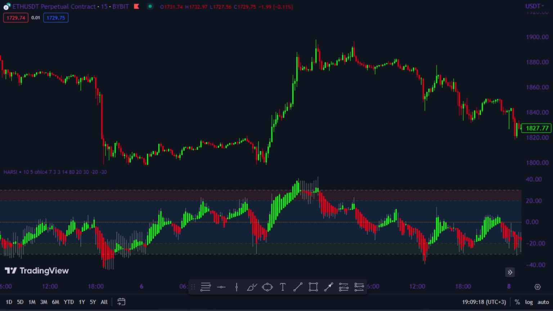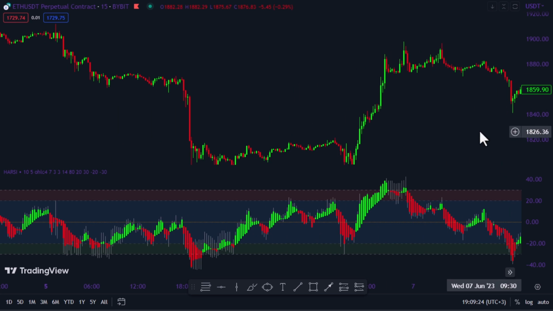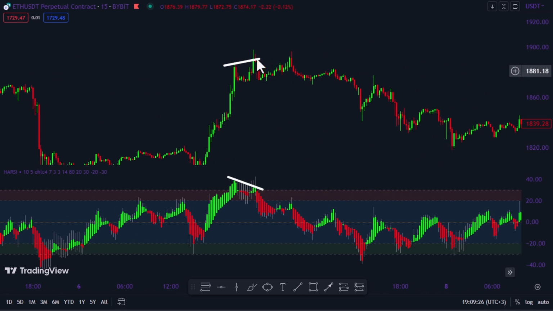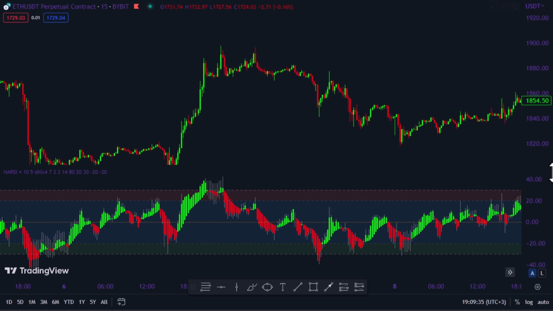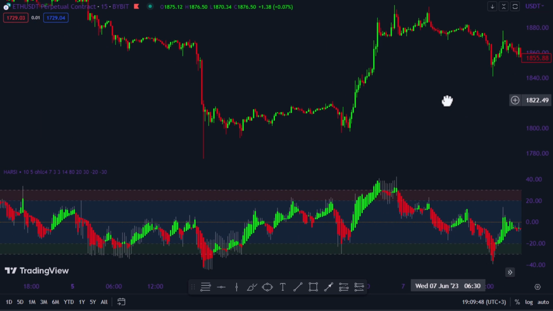One of these methods involves looking for differences between the price action and the indicator. Here we can see an example of this. The price was making higher highs while the Heiken Ashi candlesticks were making lower highs. This shows us that a bearish divergence is playing out, making it likely that a trend reversal to the downside may occur. If we take a look at the price action after the move was made, we can see that this indeed was the case.